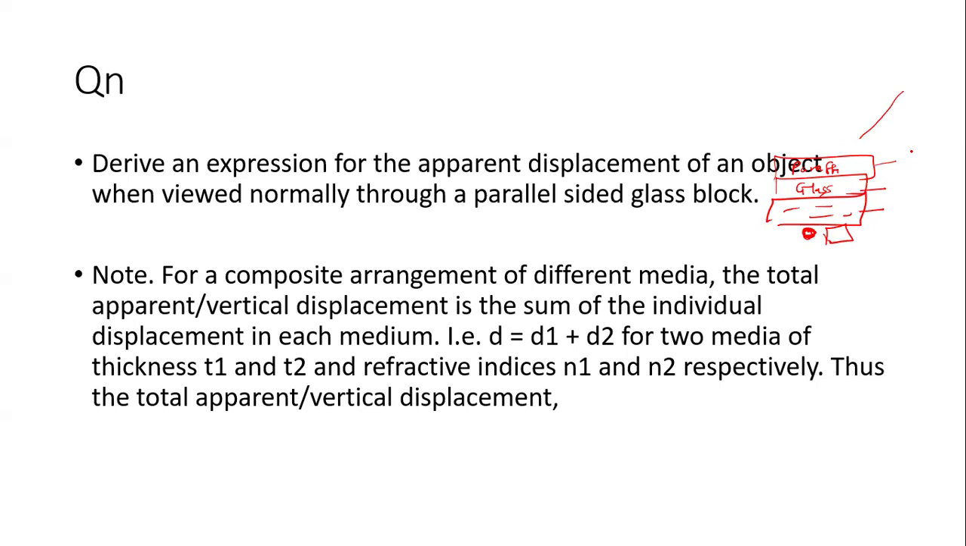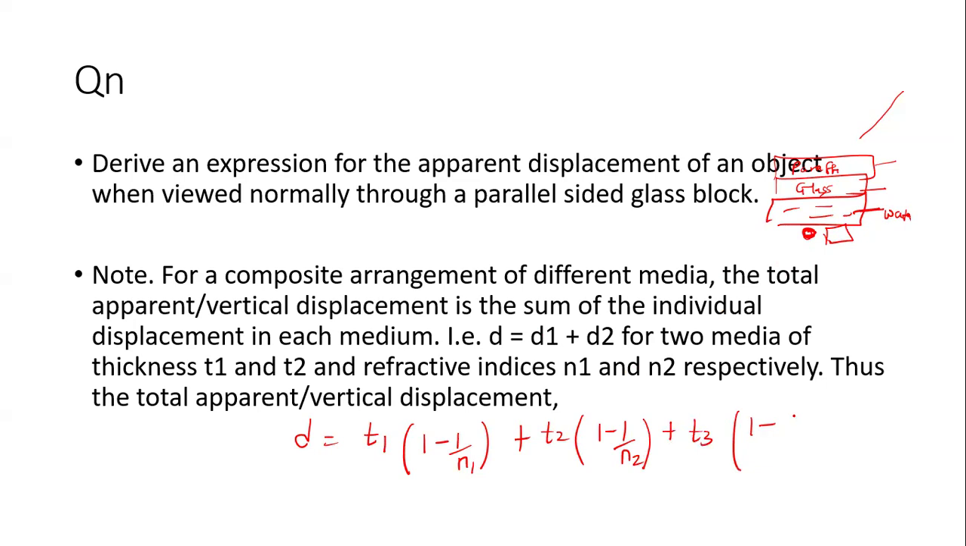In case there are very many mediums that they have placed, that's how you do it. Take an example. In case you have D, it will be D1. Let's say the first one is water. My displacement is going to be T1 into 1 minus 1 out of N1, plus T2 into 1 minus 1 out of N2. In case there are 3, I go on and add T3 into 1 minus 1 out of N3, whereby T is the thickness of that particular material and N is the refractive index of that particular material.